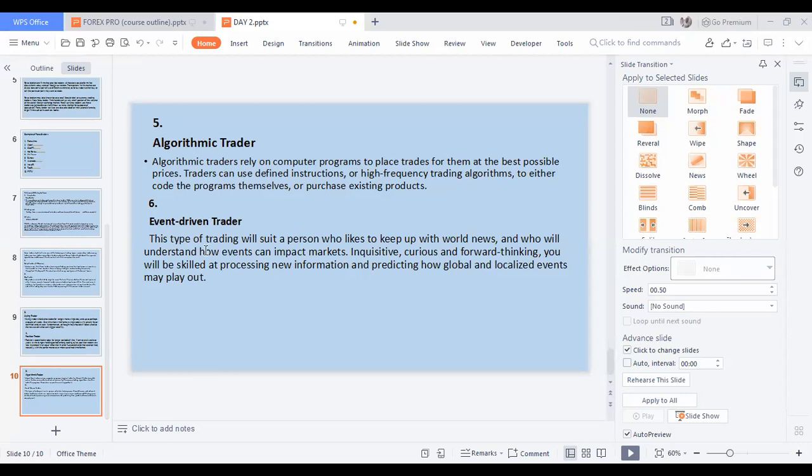Event-driven traders are traders that keep up to world news. Like yesterday, something happened. I noticed that the forex market was very bad. Do you know what I did? I had to go and use the news to trade. And immediately I traded with the news, the profit was massive. I made massive profit yesterday.